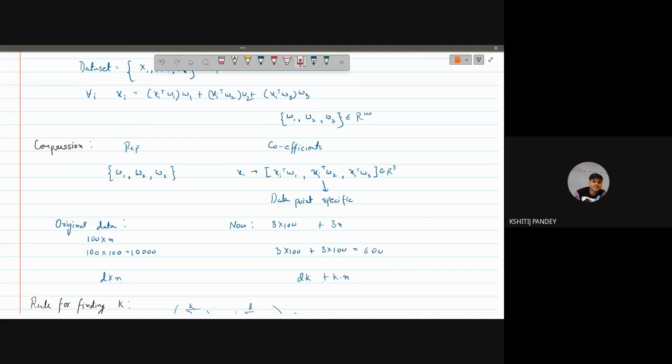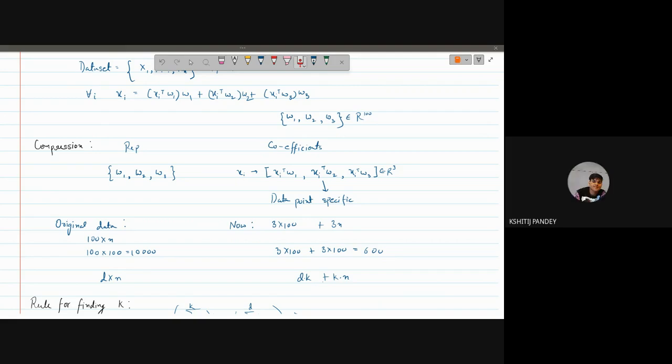Okay, so for the original data, let's say n is equal to 100. So you need 10,000 units of memory. But for the compressed representation, we just need three representative vectors. As the data is in R100, you need 3 into 100 units of memory to store the representative vectors. And for each data point, you need to store 3 scalars. So 3 into n for storing the coefficients. So in total, you need 600 units of memory. Is this clear?